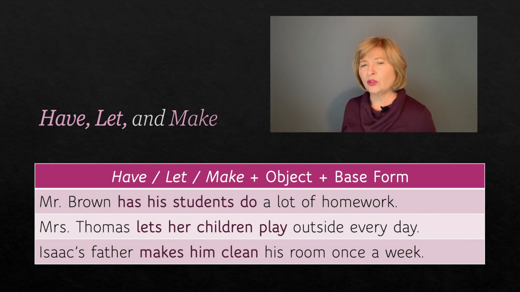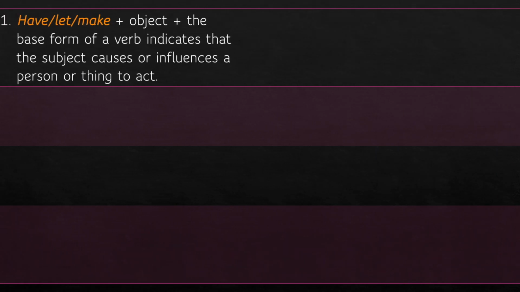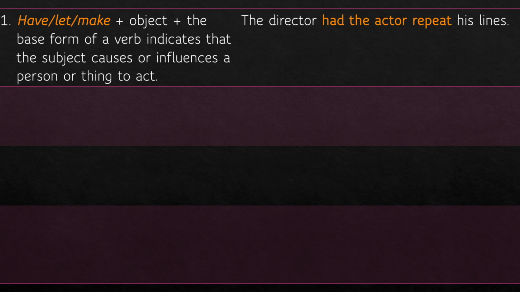Okay, let's have a look at the rules so you can see how this works and what each one of these really means. Rule number 1. Have, let, and make, plus the object and the base form of the verb, shows that a subject causes or influences a person or thing to act. For example, the director had the actor repeat his lines. The actor needed some practice, so the director told him to repeat his lines, and he did.